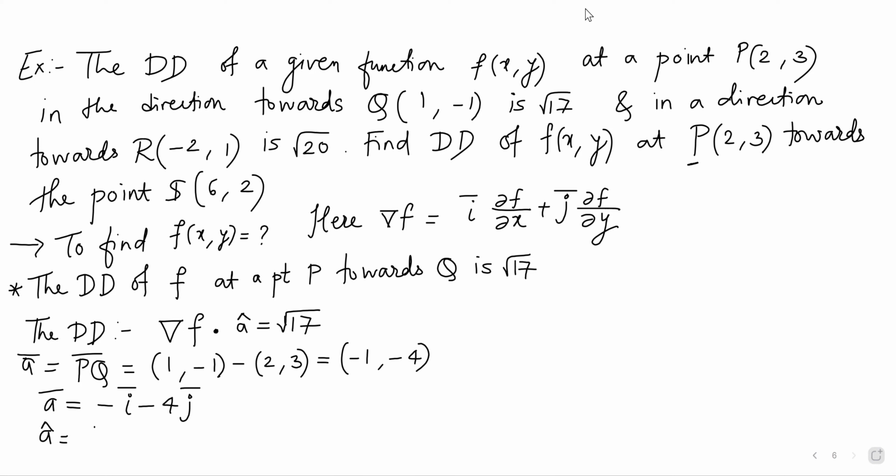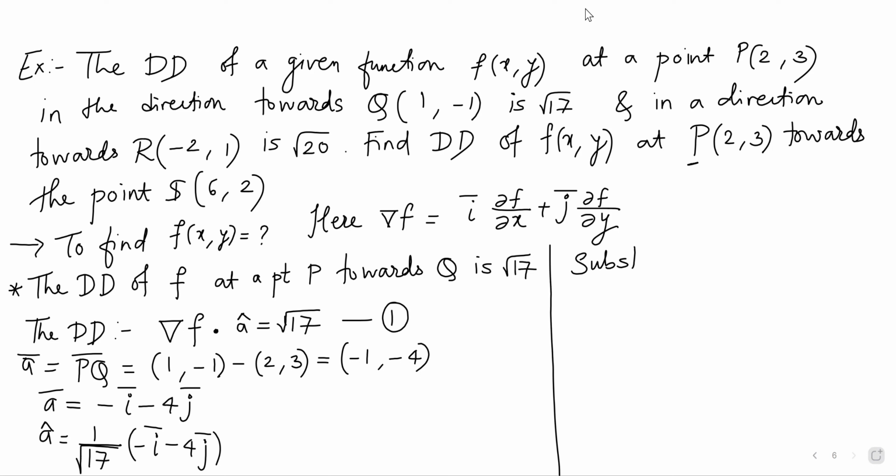A cap is 1 upon under root, it will be 1 square is 1 and 4 square is 16, that is 1 upon root 17 times minus i bar minus 4 z bar. I'll call this equation number 1. So substituting in 1.